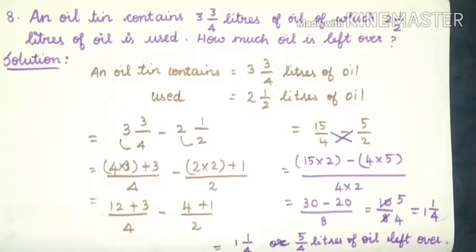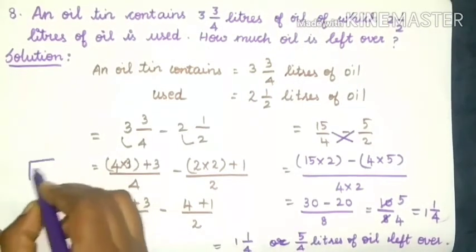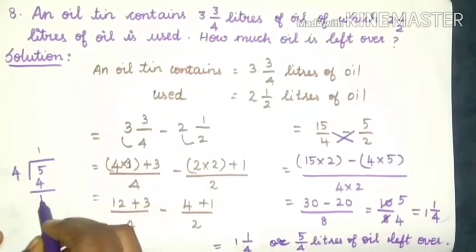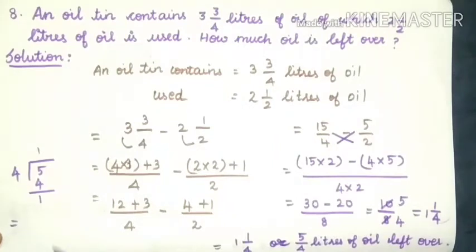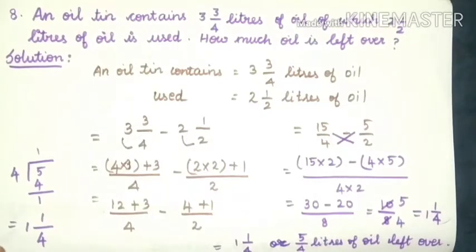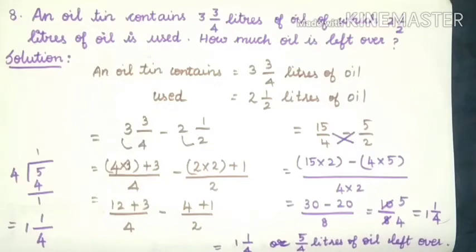Students, as you already know how to change improper fraction into mixed fraction, let's see, if you have any doubt, clarify with this. 4 ones are 4, remainder 1. To find the mixed fraction, you have to write the remainder in numerator and the quotient in the whole number place, then the divisor as denominator. So you will get the answer as 1 1 by 4 liters of oil.